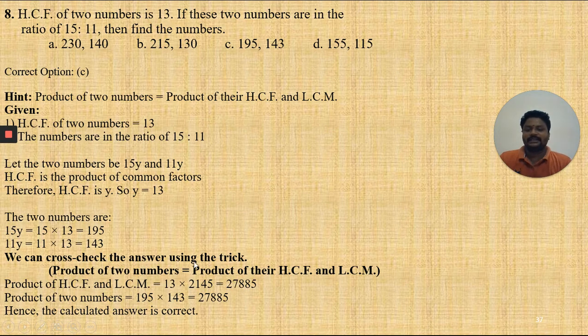We can check the answer using a trick. The product of two numbers is equal to the product of the HCF and LCM. So the product of HCF and LCM is 13 into 2145, which is equal to 27,885. The product of the two numbers is 195 into 143, which is equal to 27,885. Hence the answer is correct. So option C is correct.